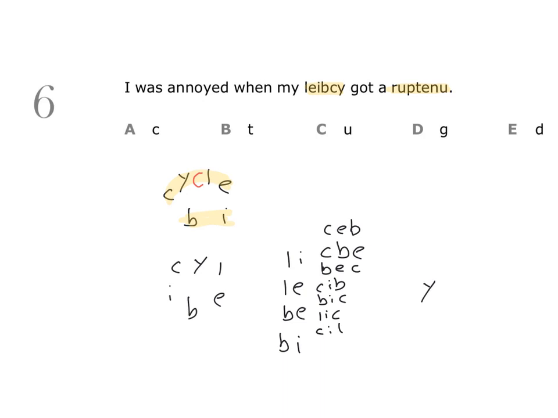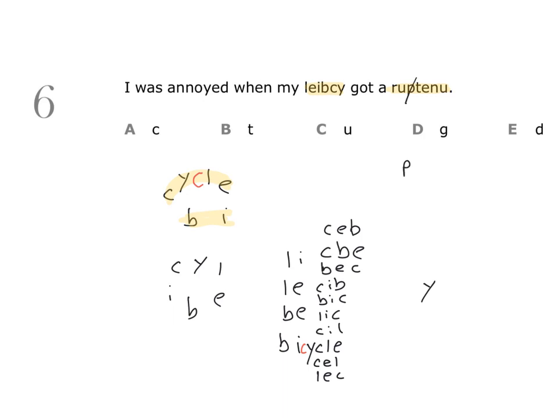If it starts with B-I, then we still have C-L-E. And actually, looking at that, I can see that we can make the word bicycle, because we can take the Y and put it before the C-L-E and then add the answer choice of C. So on this occasion, the Y wasn't actually at the end of the word, but it normally is, isn't it? And then you should be able to work out the other word from the context. So I was annoyed when my bicycle got a puncture. You'd be annoyed if your bicycle got a puncture.